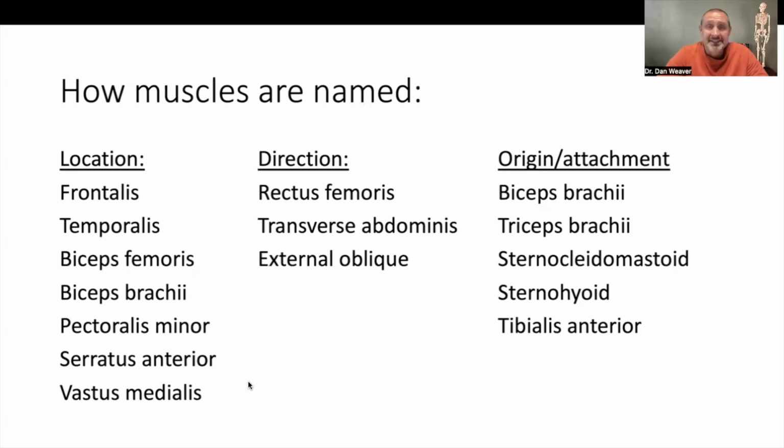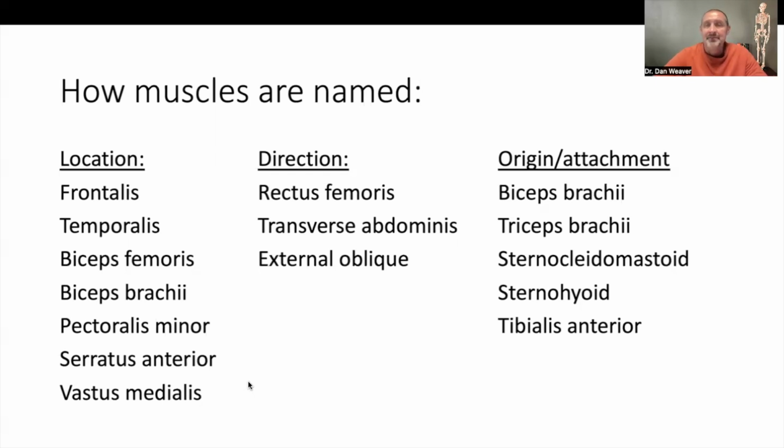The first part of this lab has to do with the naming of muscles. Muscles are named about 6 different ways. Location, which means where we find the muscle, oftentimes is connected to its name. The direction of the muscle fibers, and the origin or attachment of the muscle. Origin just refers to where the muscles attach and anchor.